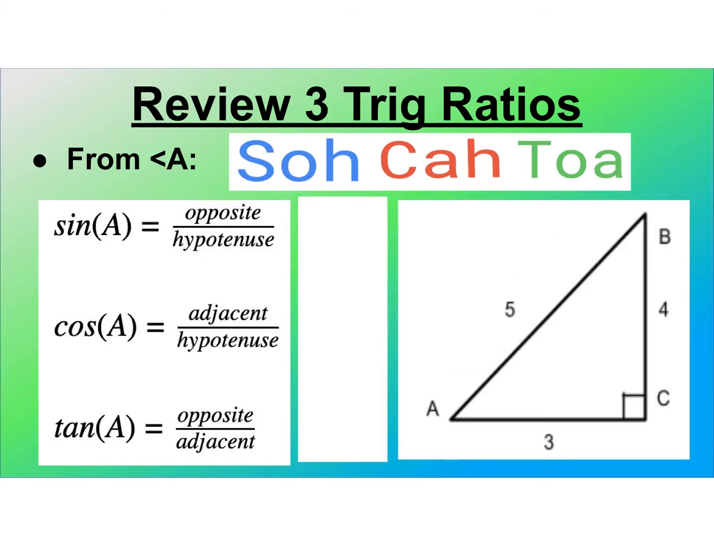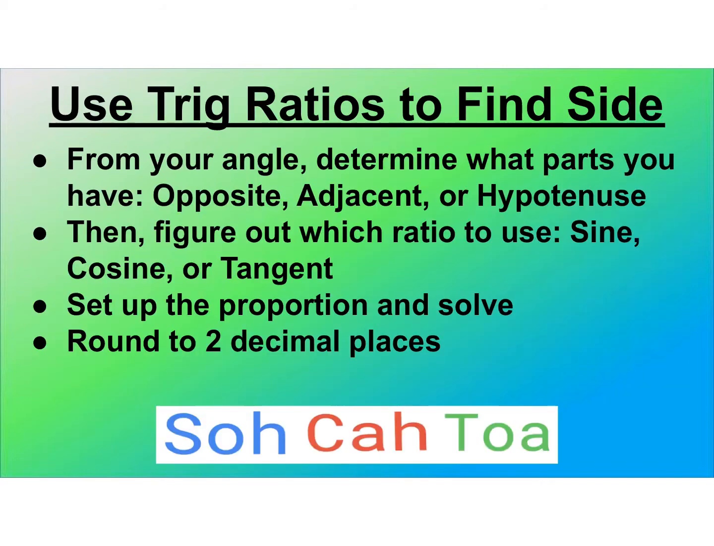So in this triangle, I have a 3, 4, 5 triangle. And if I'm trying to find the sine of A, I want to do the opposite, which is 4, over my hypotenuse, which is 5. So the sine of A is 4 over 5. Cosine is adjacent, so I'm looking at the 3 over my hypotenuse, 5. And then tangent, again, it doesn't use the hypotenuse, so this is opposite, which is 4, over adjacent, which is 3. Those are our ratios for that triangle.